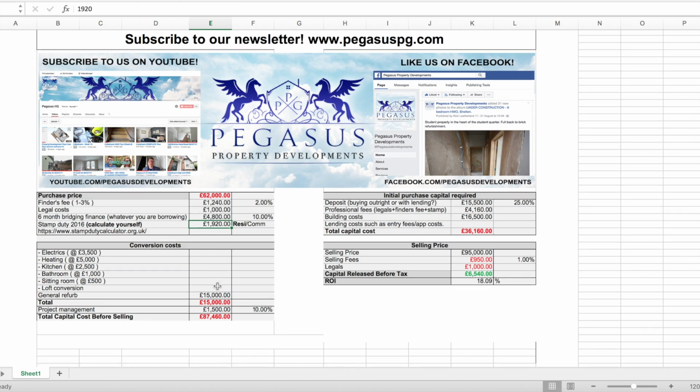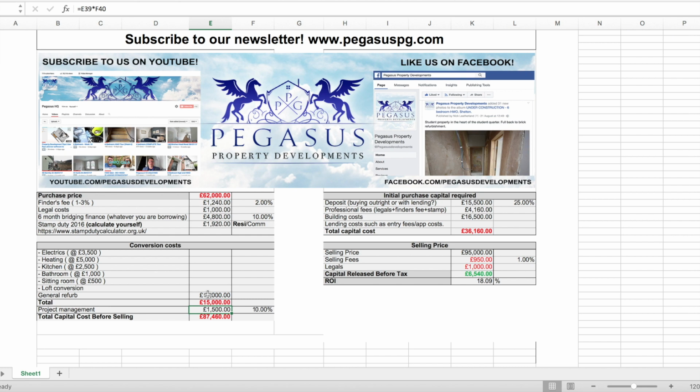Next, you come down to renovations. So you need to work out what your renovation cost is. I've put in a few numbers here, just electrics £3,500, heating £5,000. These are just really generic numbers. Obviously, you're going to need to get a full quote from your builder and calculate it yourself. Be careful not to polish the numbers too much by making the renovation really cheap, because you'll probably run into issues with things taking longer or whatever. So anyway, I've put general refurb £15,000, so total £15,000.